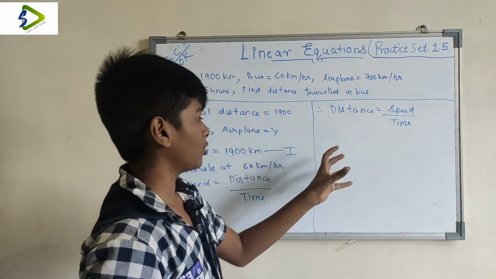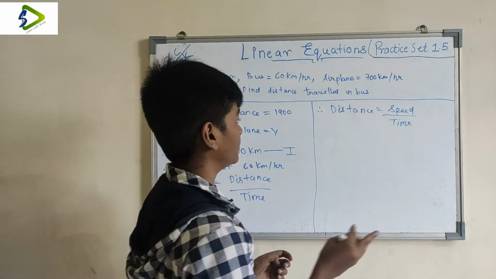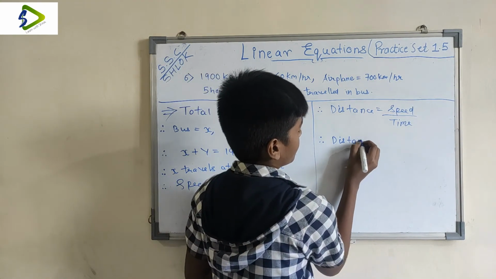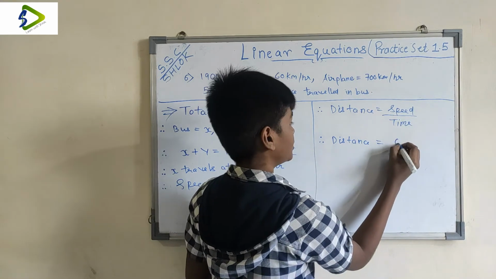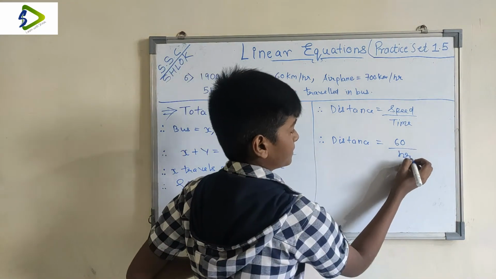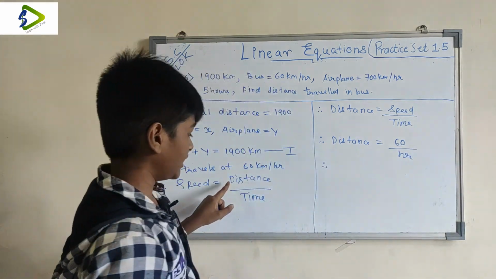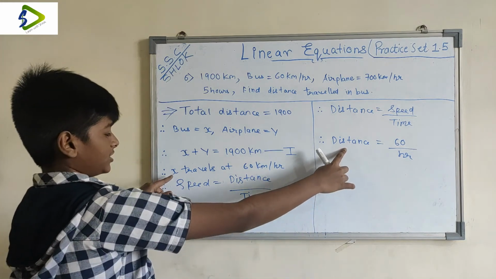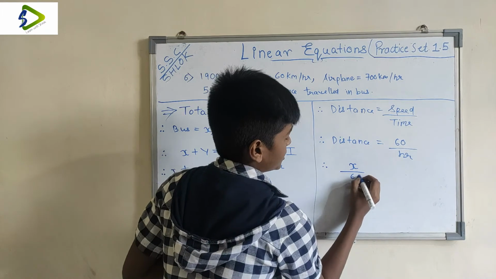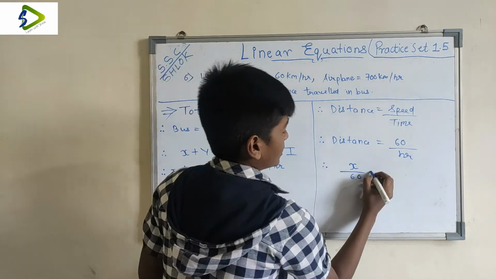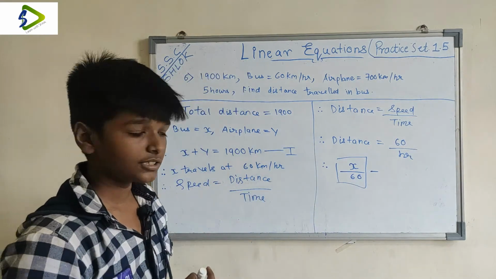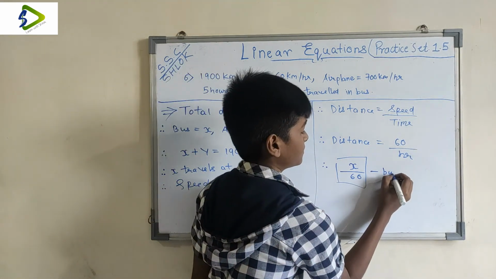So now that we know this formula, what is the speed we know? 60 kilometers. So therefore speed is equal to 60, and what is the time? The time they have given is 1 hour. So we can also write this as distance by time. What is the distance? Distance is x, so we can write it as x by 60, and that is for x. If we get the answer to this, we can know what is the distance traveled by the bus. So this is by the bus.